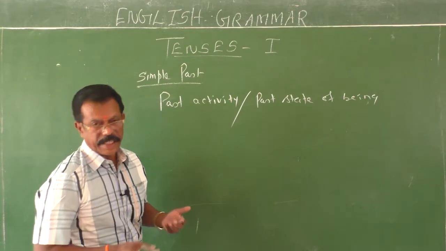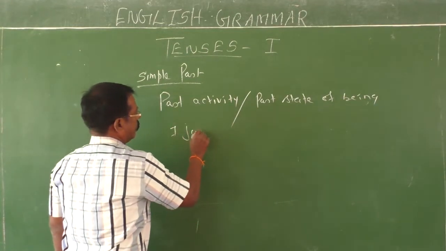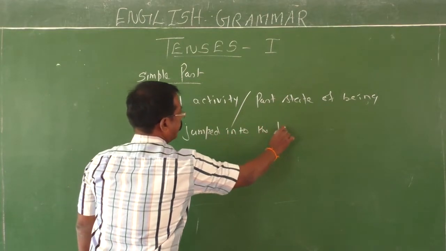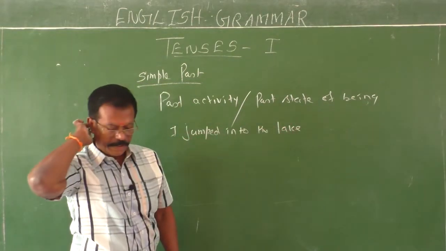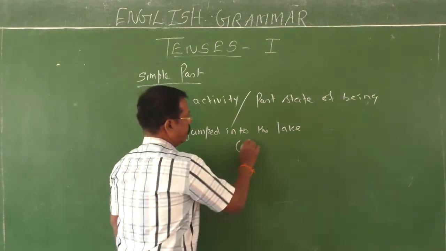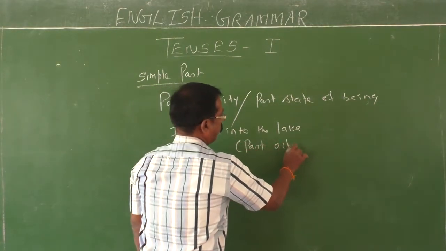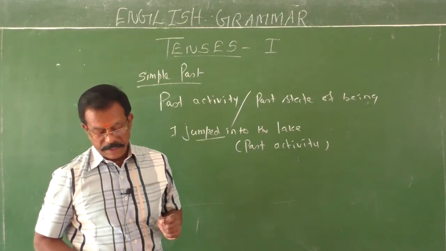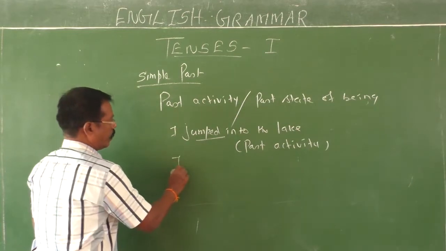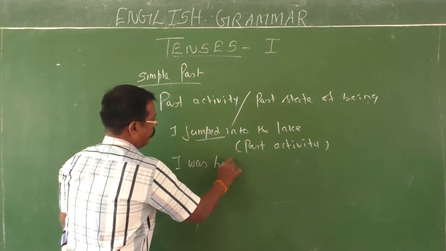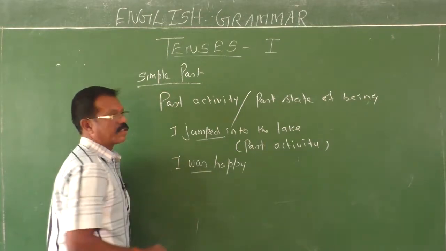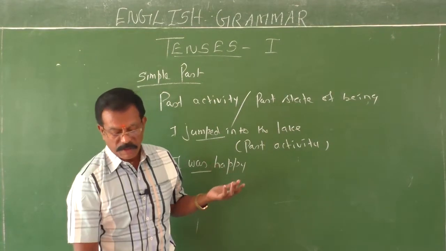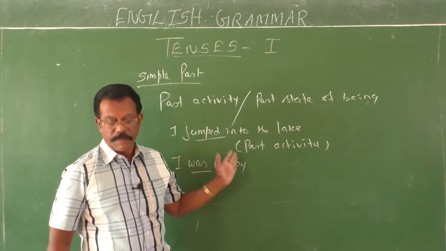For example, I jumped into the lake. See here, past activity, because jumped. And then, I was happy. So this is a past state of being. Okay, so what's the formula for this? Subject plus verb in the past form.